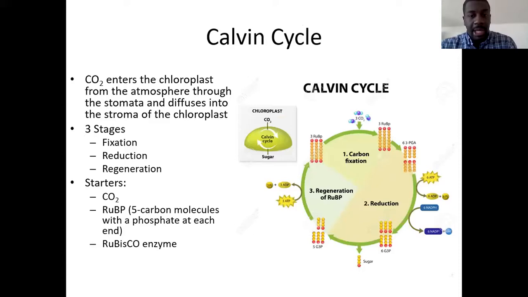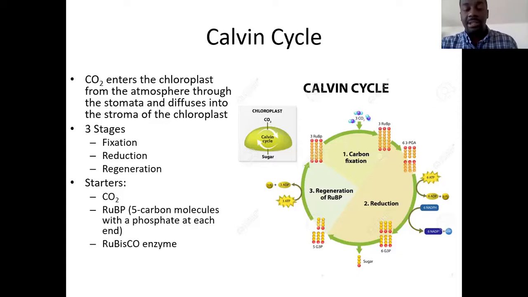In order to start the Calvin cycle, what we need is for carbon dioxide to enter the plant cell. The way that's going to happen is carbon dioxide is going to enter the plant through the stomata. As it enters the plant, it's eventually going to get into the chloroplast, and it's going to specifically diffuse to the stroma of the chloroplast. So we're going from the stomata of the leaf into the stroma of the chloroplast, and that's where the Calvin cycle will be taking place, inside the stroma.